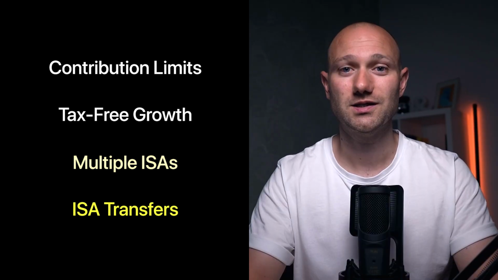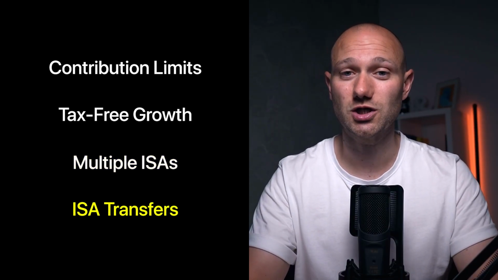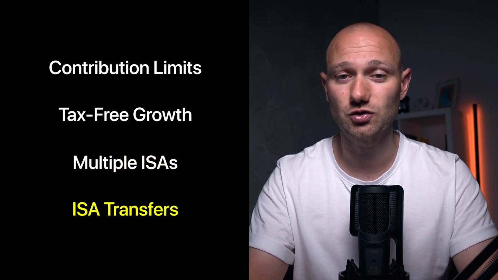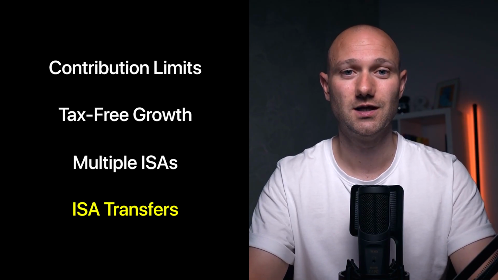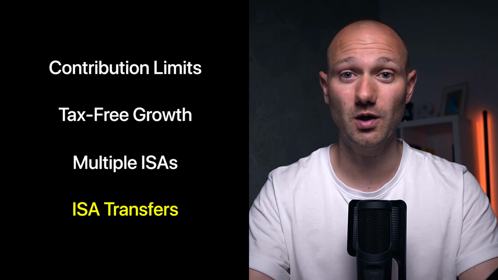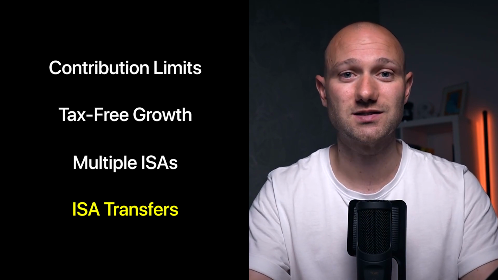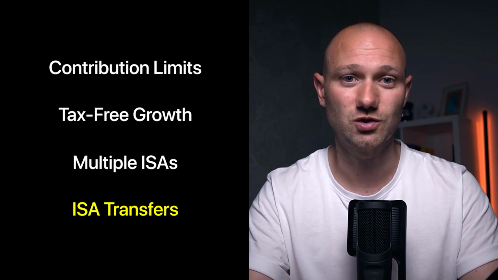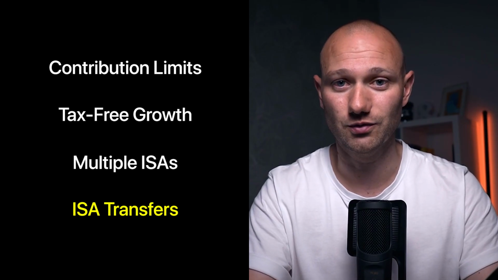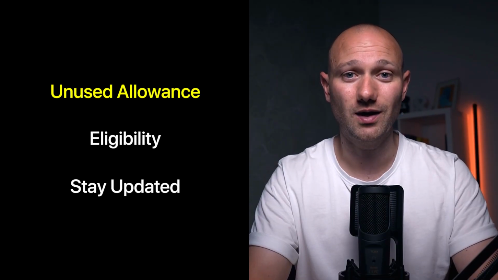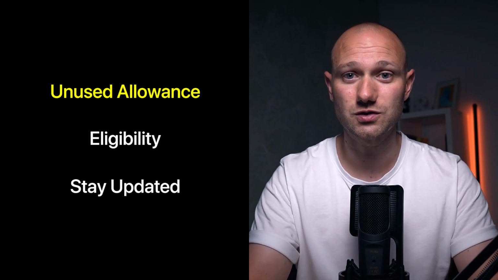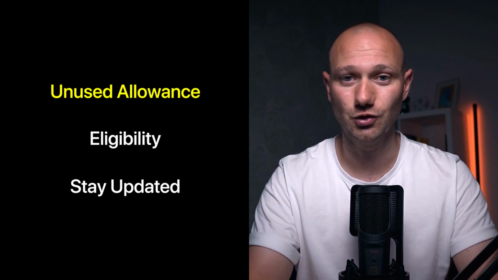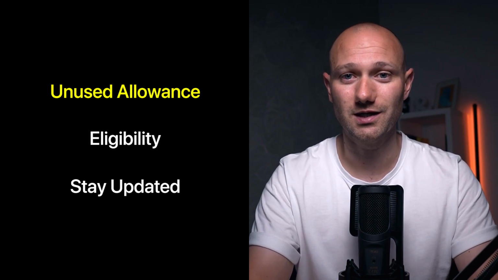ISA transfers. If you want to switch ISA providers, use the official ISA transfer process to avoid losing your tax benefits. Simply withdrawing money and redepositing it counts as a new contribution, which uses part of your annual allowance. Unused allowance. Now, ISA allowances do not roll over. If you don't use your full allowance within the tax year, you lose it. So try to maximize your contributions annually if you can.